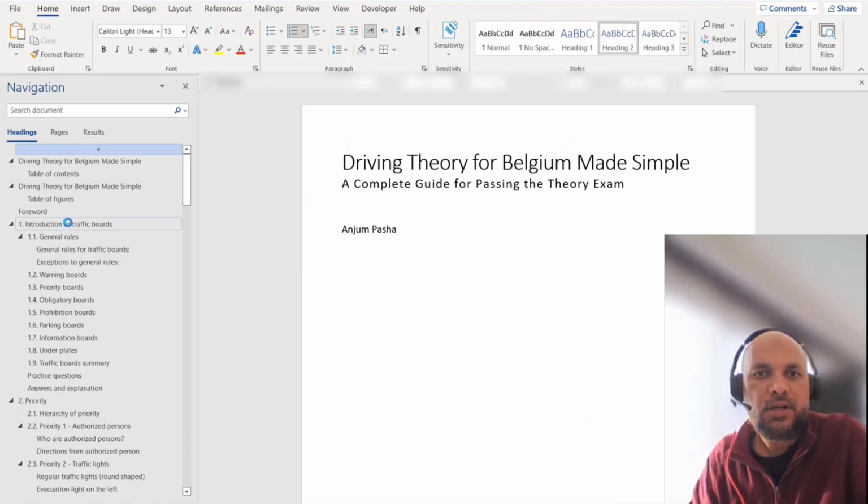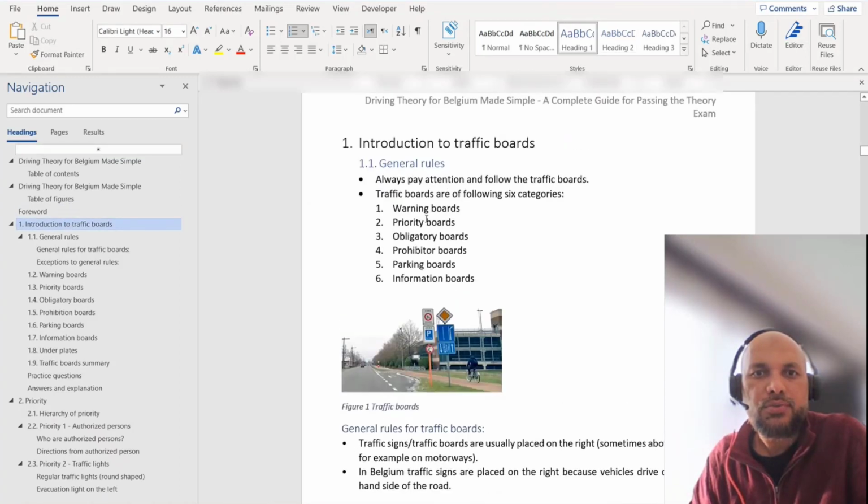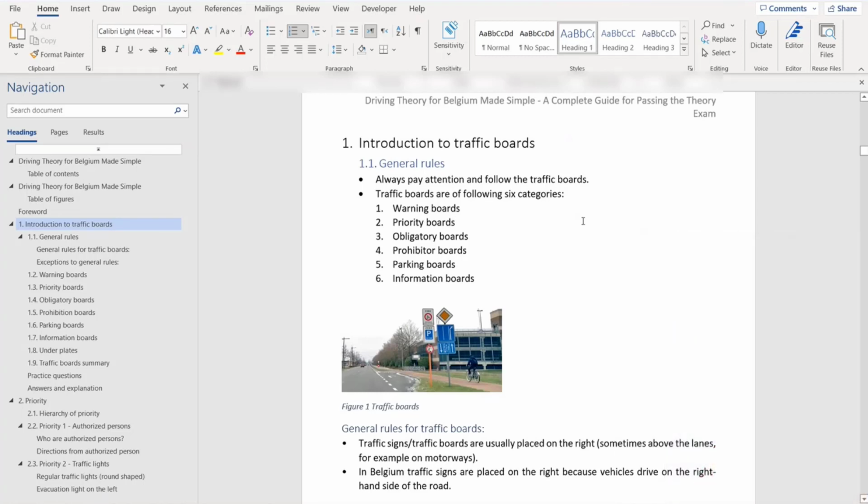So the first chapter will be Introduction to Traffic Boards. So let's get started. Introduction to Traffic Boards, general rules. Always pay attention and follow the traffic boards. So it's important. Later, we will see when to follow the traffic boards, when to ignore the traffic boards. But the general thing is you should always pay attention to the boards and follow them.